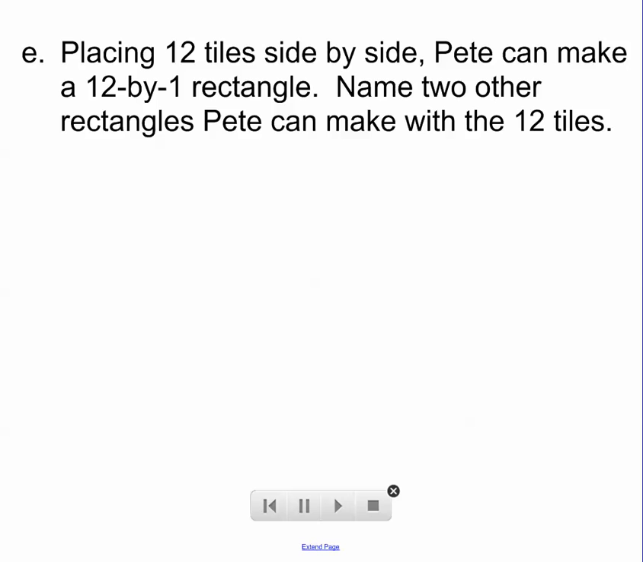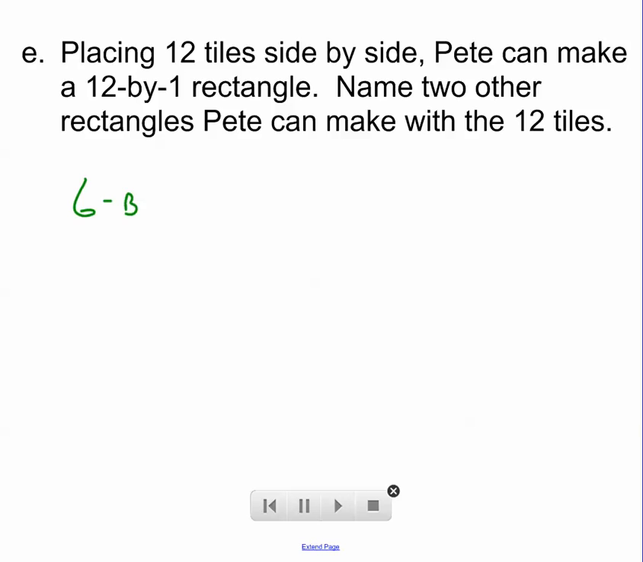Placing 12 tiles side by side, Pete can make a 12 by 1 rectangle. Name 2 other rectangles Pete can make with 12 tiles. Well, I guess we could just find factors of 12. 12 times 1 is 12, so that's why you can make a rectangle that's 12 tiles side by side.